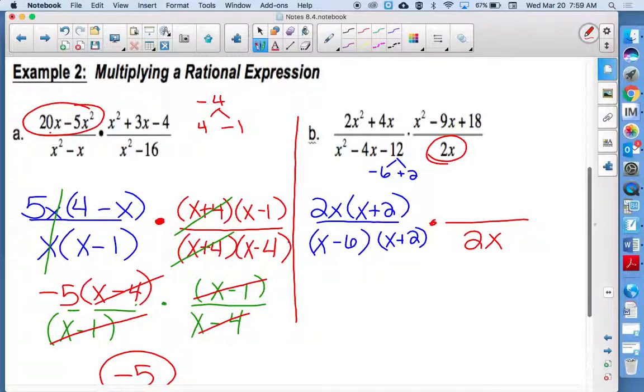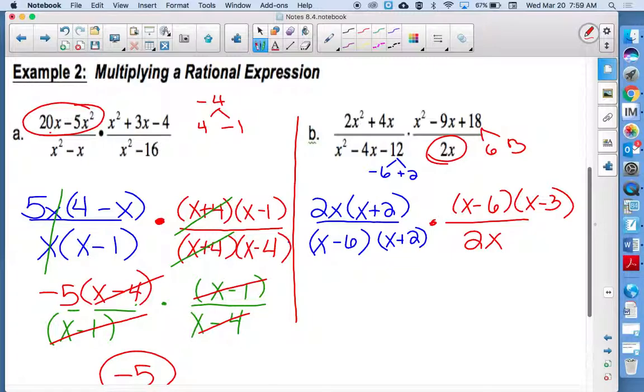And then the top up here, we have an 18. Kushal, what numbers multiply to be 18 but combine to be negative 9? 6 and 3, so how would that factor? X minus 6, x minus 3. So factor first, then cancel.